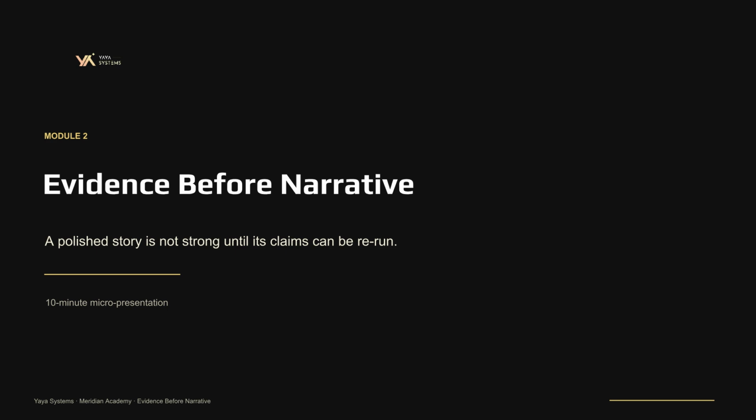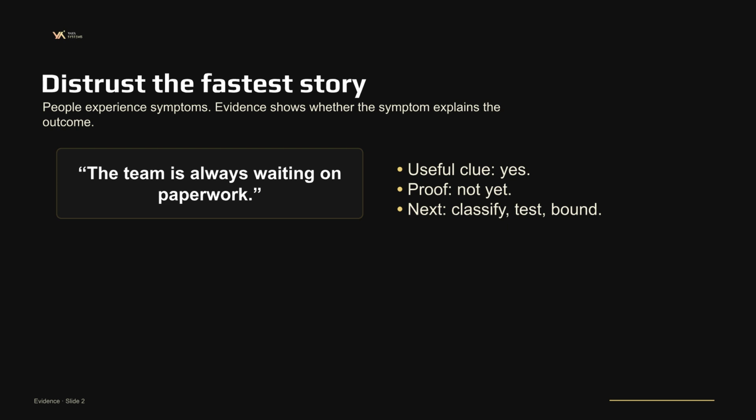Finally, we reach Module 2, Evidence Before Narrative. We will discuss why a great story is useless if the underlying claims cannot be independently verified. In this module, we focus on why we must distrust the fastest story. While stakeholder experience is valuable, it is not proof. We must always test the symptom before it becomes a narrative.